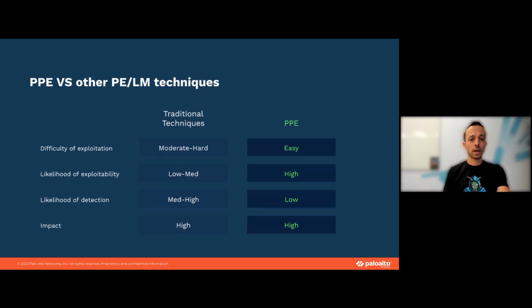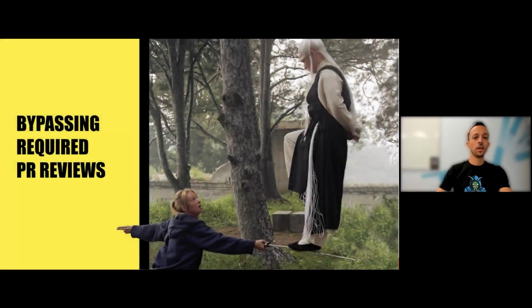So after we covered the three variants of PPE, let's move on to the fourth and last attack vector for today through CI/CD, which is bypassing required pull request reviews in GitHub.